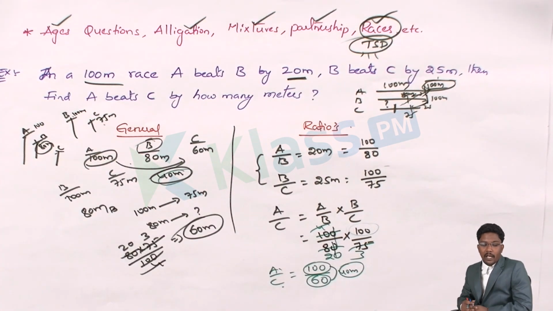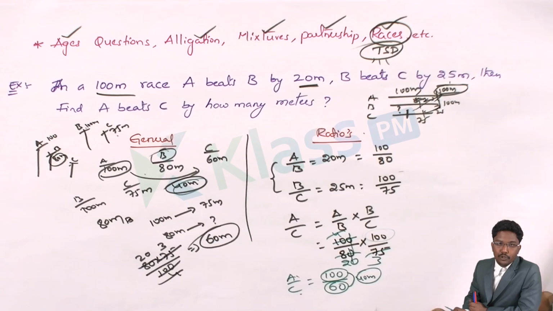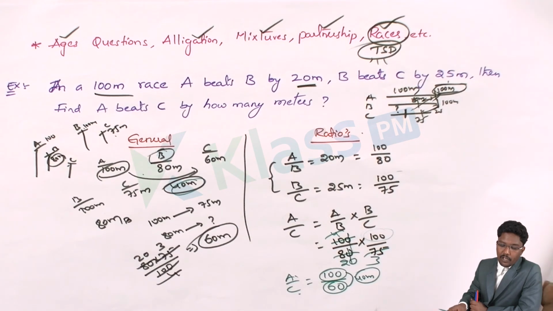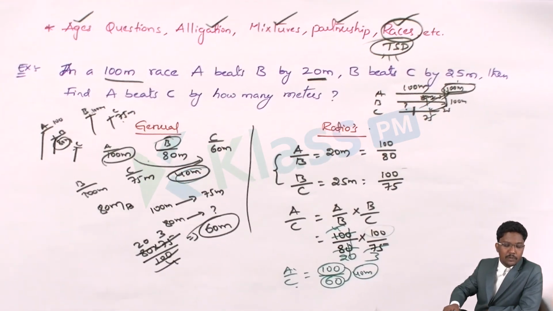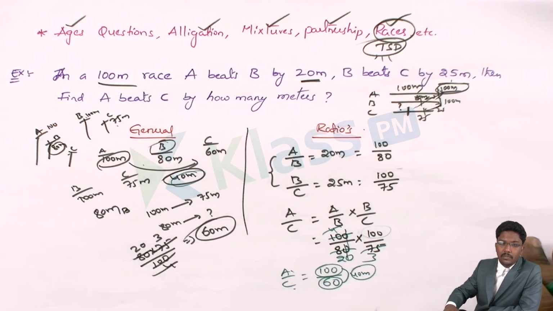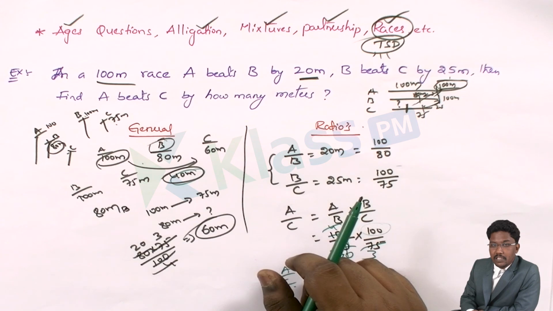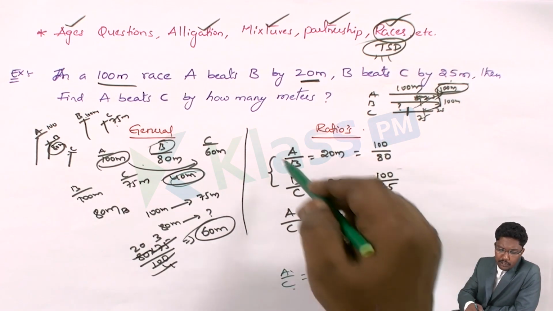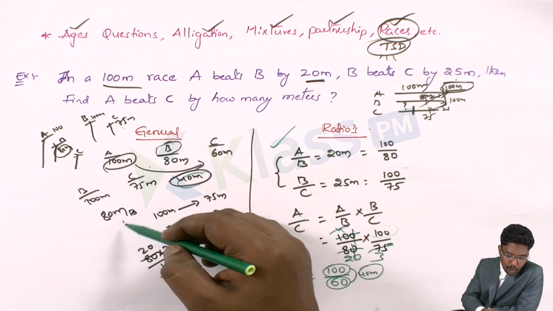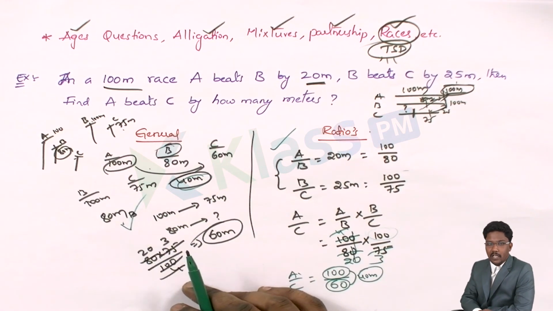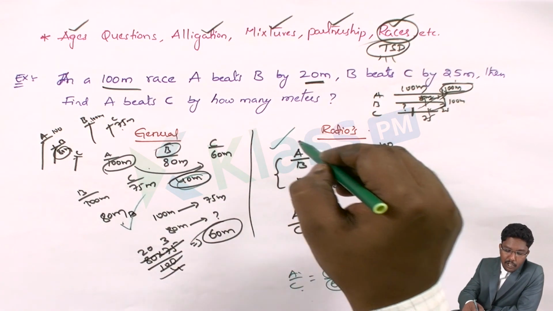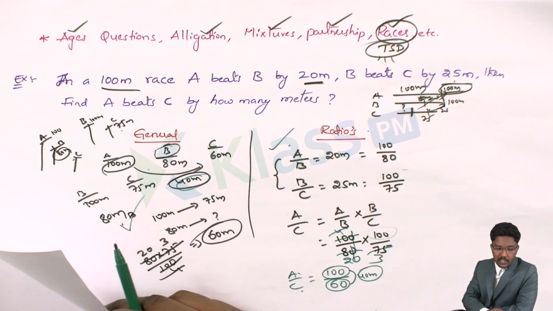In this way, ratio and proportions are used in races and games. Games also same. In a 100-point game, A beats B by 30 points, B beats C by 25 points, then A beats C by how many? You can use this method or the comparison or cross multiplication method to get the answer. But using ratios is very simple to get the answer.